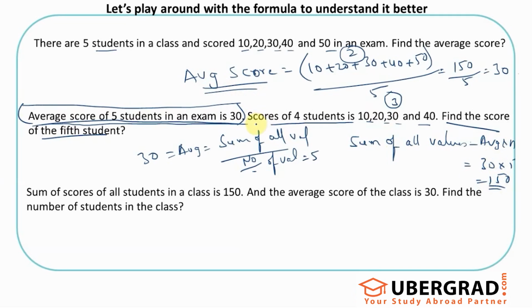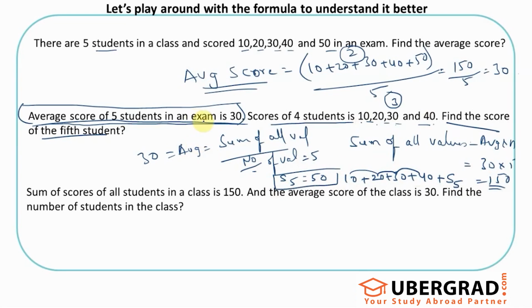But there is another clue given. They're saying the scores of 4 students are 10, 20, 30 and 40. So the sum of all values is 150, which is basically the score of student 1 plus student 2 plus student 3 plus student 4, and I don't know student 5's score, so let me put it as S5. So S5 is, this will sum up to 30, 30, 60, 40, 100. That goes to that side. So 150 minus 100 is 50. So that's the score of the 5th student.